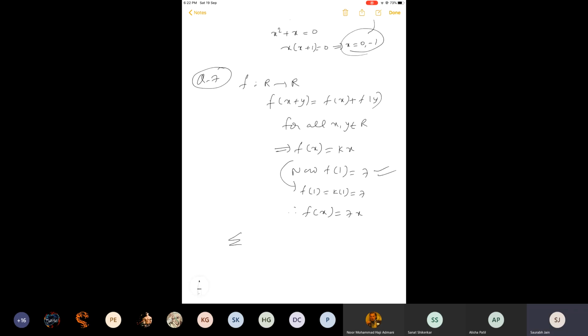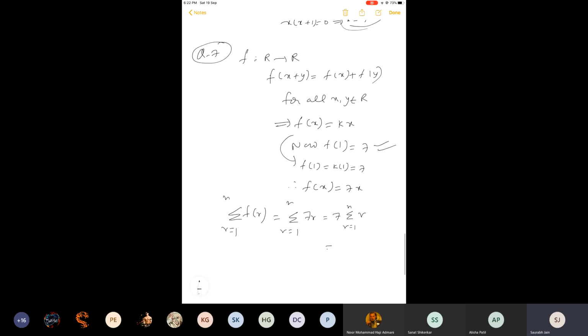Now, what is the question? Sigma f(r), r from 1 to n. So f(x) is 7x, f(r) is 7r. 7 common. Sigma r, r from 1 to n, 7 times. Sigma r is what? Sum of the first n natural numbers, 1 plus 2 plus 3 up to n. So that is n(n+1)/2. A will be the answer.